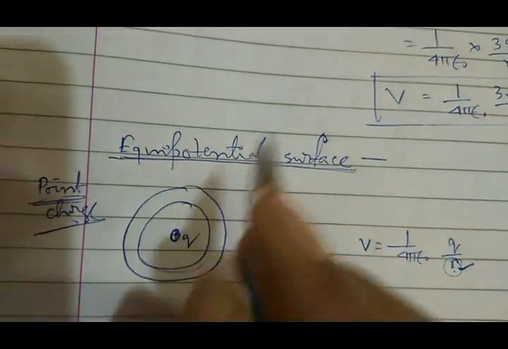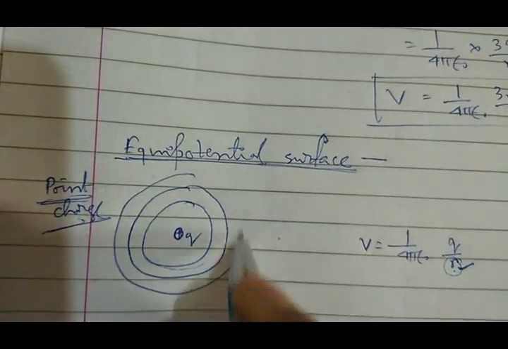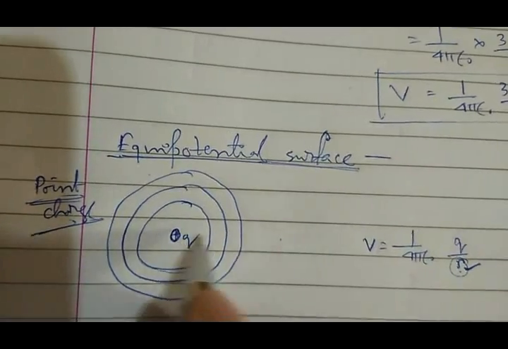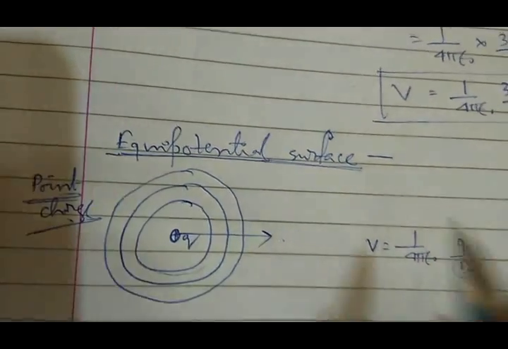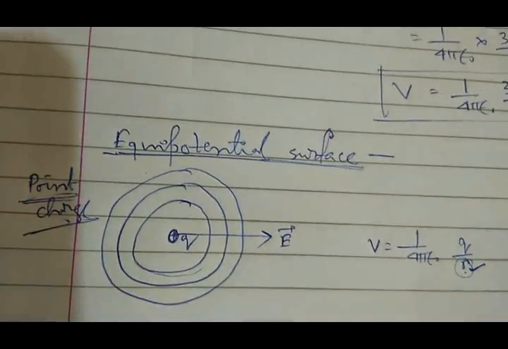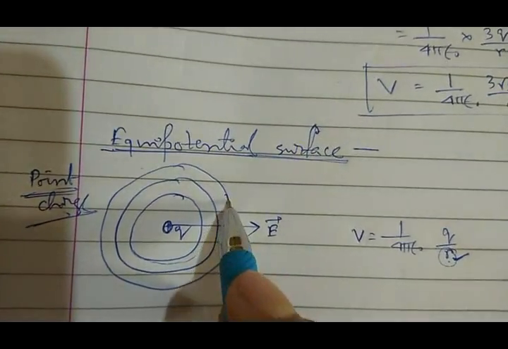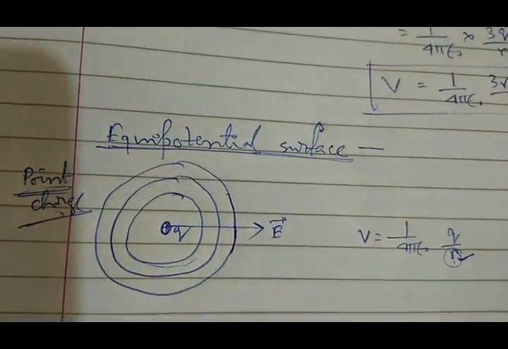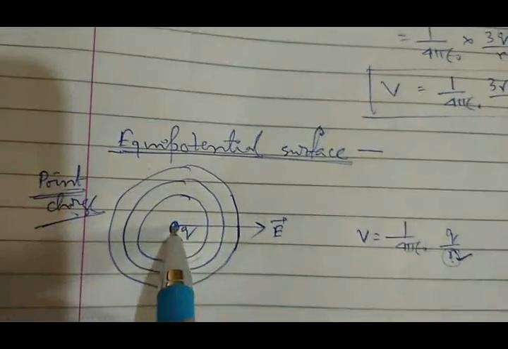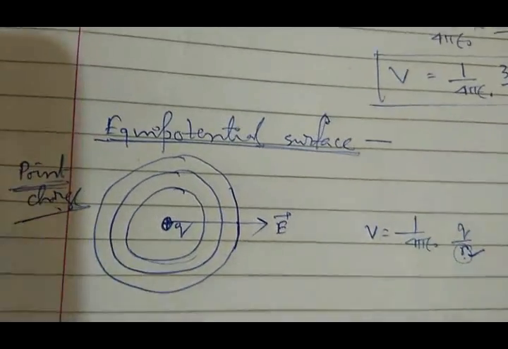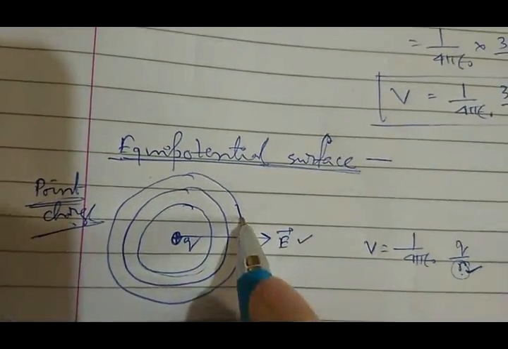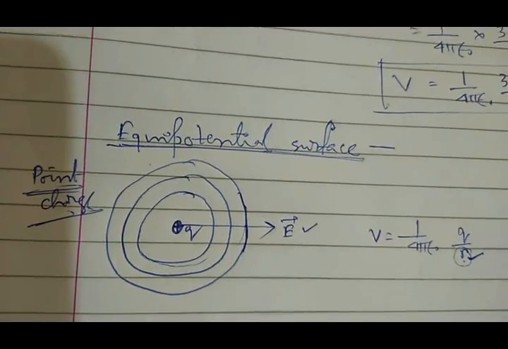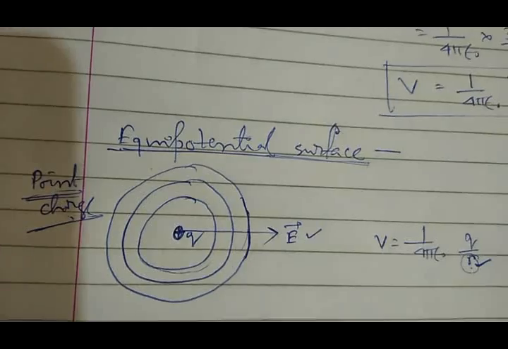The equipotential surfaces are concentric spheres. Now you know the electric field due to a point charge is radially outward. So this is the electric field direction, and this is the equipotential surface sphere. So in general, in case of any type of system, whether it is a point charge or multiple charges, the electric field and the equipotential surfaces are always perpendicular to each other. We'll prove it later.